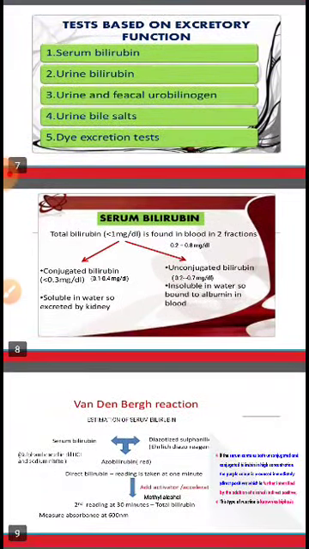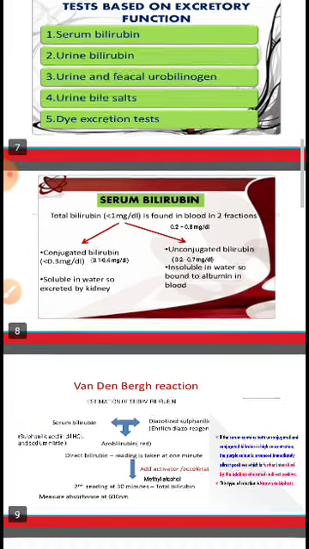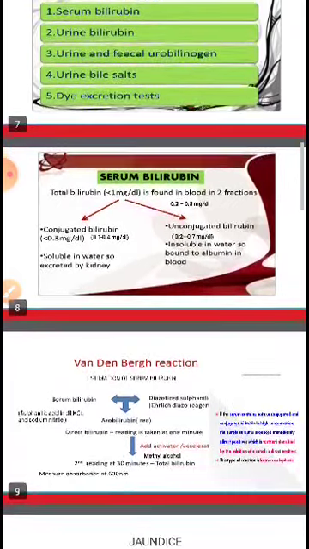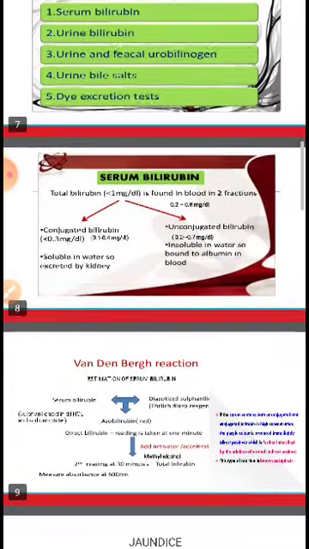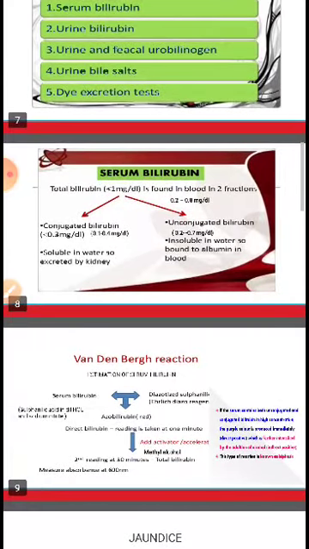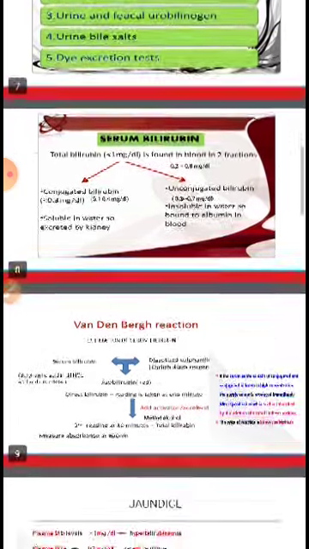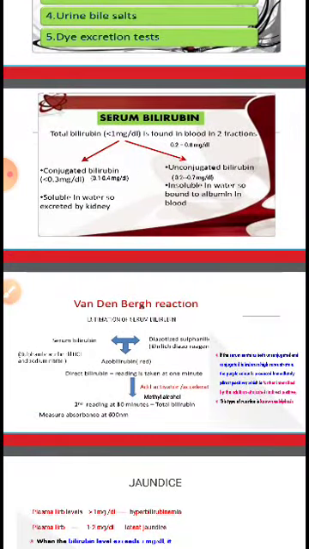Now let's look at the tests which are used to assess the excretory function. So the tests which involve bilirubin include both the serum bilirubin and the urine bilirubin. So there are 5 different types of tests that we can do. We can estimate the levels of serum bilirubin, urine and fecal urobilinogen, the urine bile salts, and the dye excretion test.